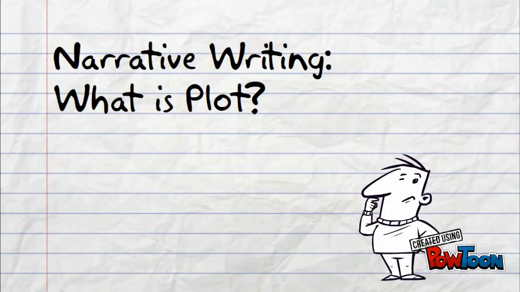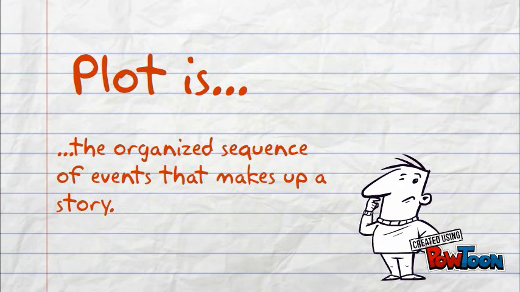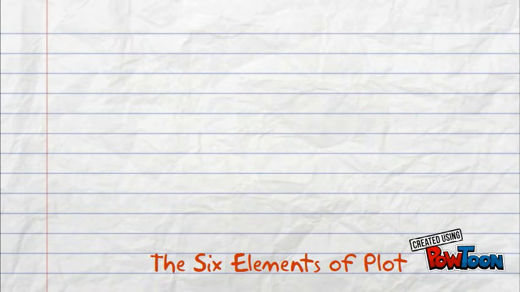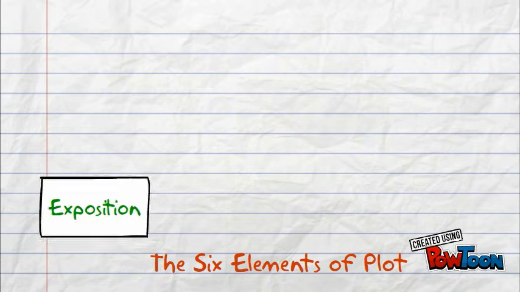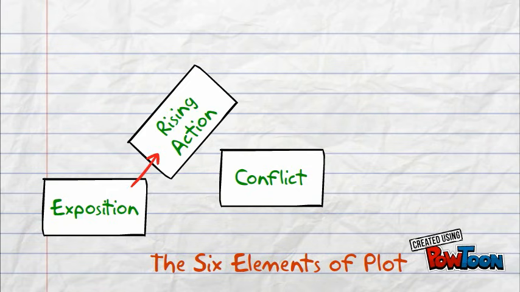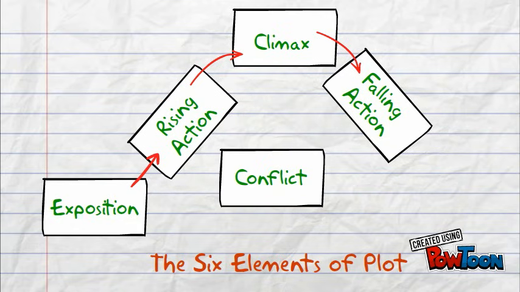What is plot? In narrative writing, the plot is the organized sequence of events that makes up a story. It is everything that happens to the characters and everything the characters do. There are 6 parts of a plot: the exposition, the conflict, the rising action, the climax, the falling action, and the resolution.